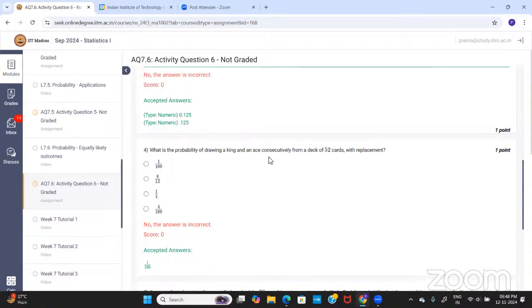If there was no replacement, would there be any change? Because king and ace are completely different cards. In that case, if you are not replacing the card, then for the second round you will have 51 cards only. So it will be 4 divided by 51.